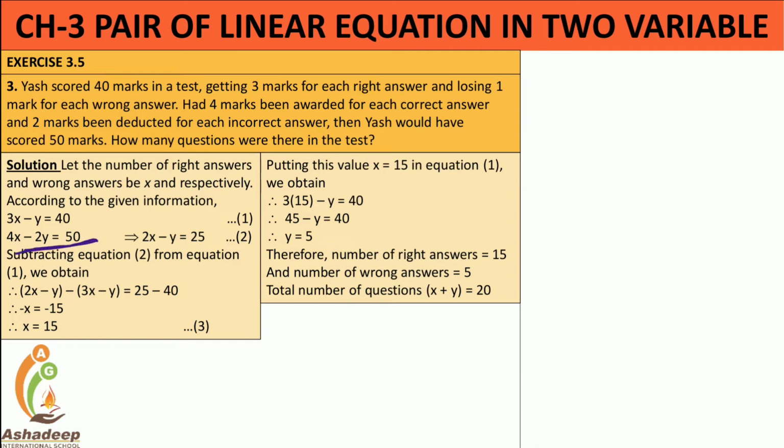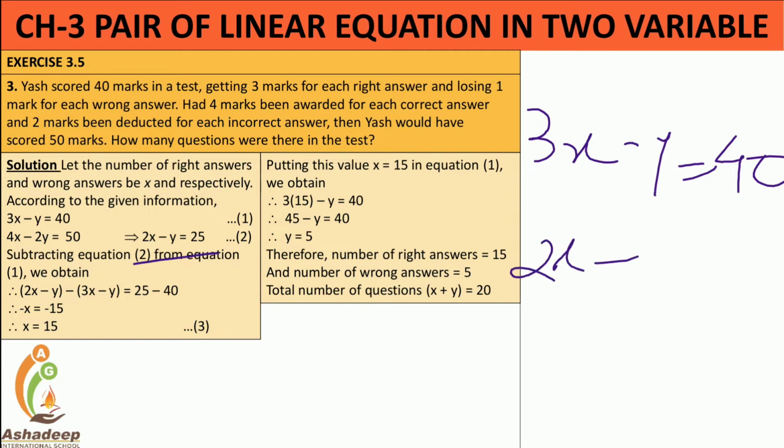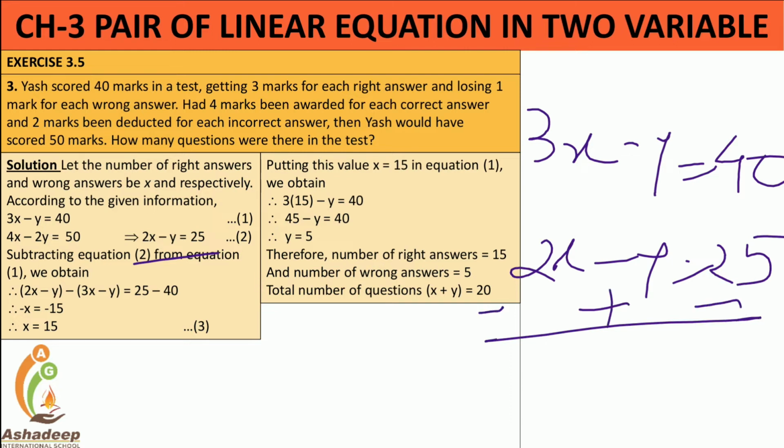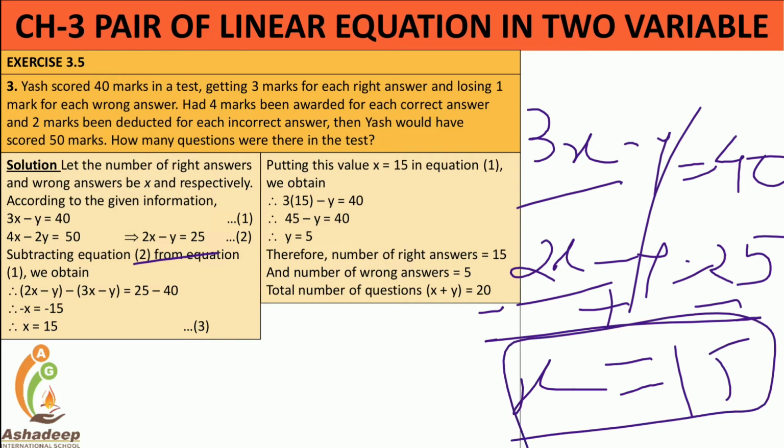You can take 2 common out of it. It becomes 2x minus y is equal to 25. Subtracting equation number 2 from equation number 1: 3x minus y is equal to 40, and 2x minus y is equal to 25. Minus minus becomes plus, and plus becomes minus. So 3x minus 2x is nothing but x, and it is equal to 40 minus 25, which is 15. So x is equal to 15.